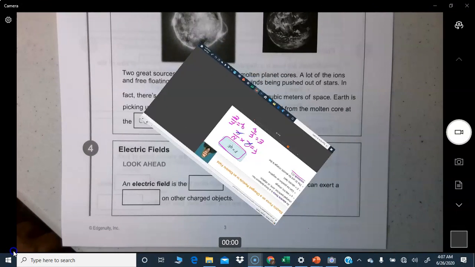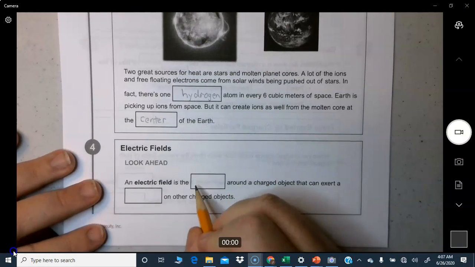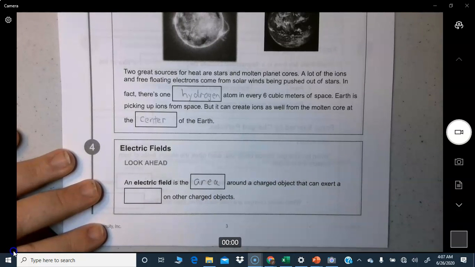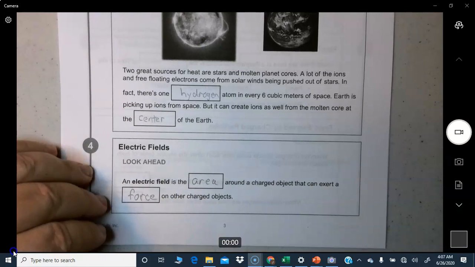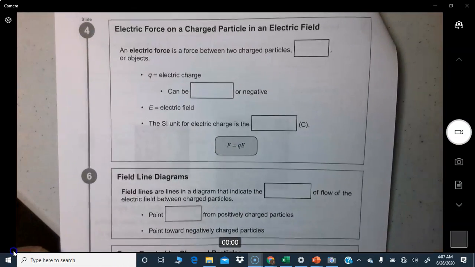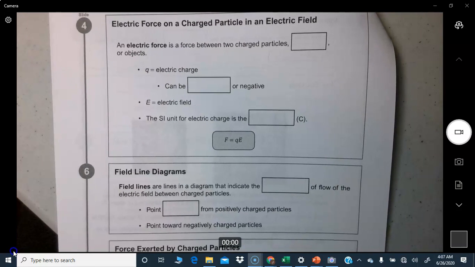All right, so let's go ahead and answer these questions on page 3. An electric field is the area around a charged object that can exert a force on other charged objects. And there's some additional questions related to that particular panel. I'm simply referring to the boxes that you see that you move along during the lesson.